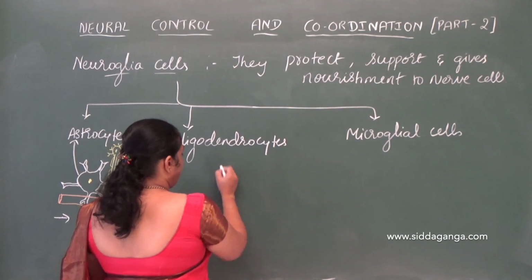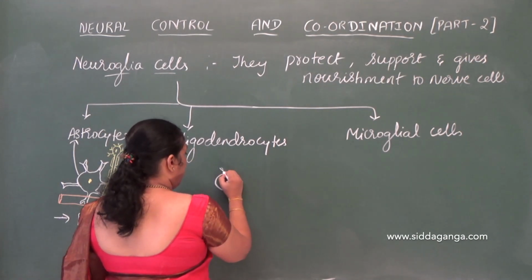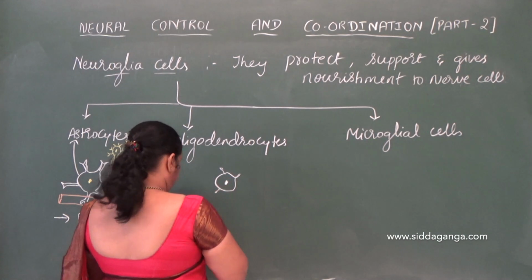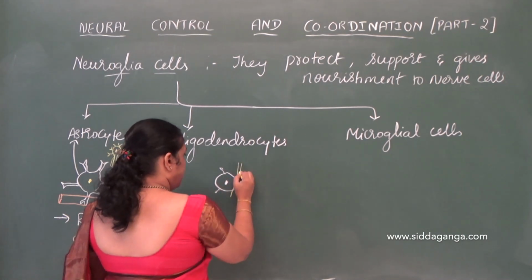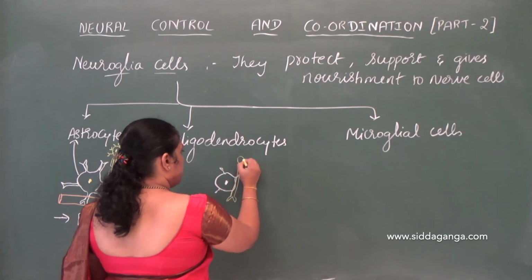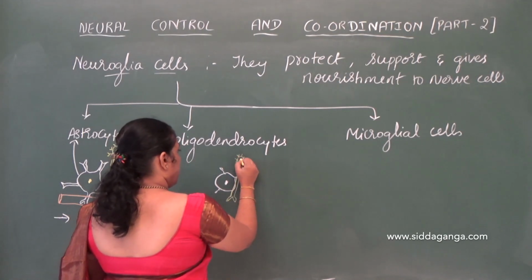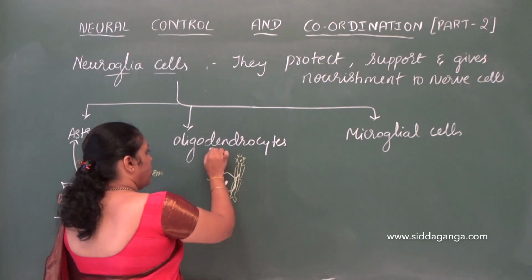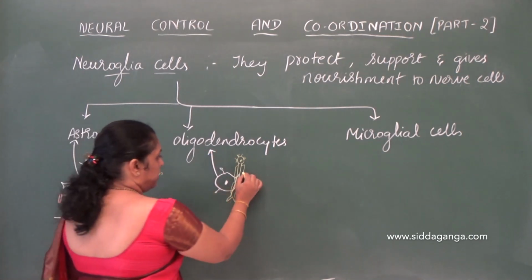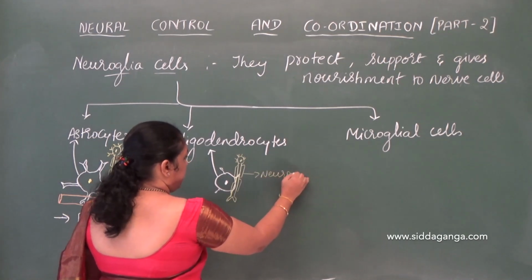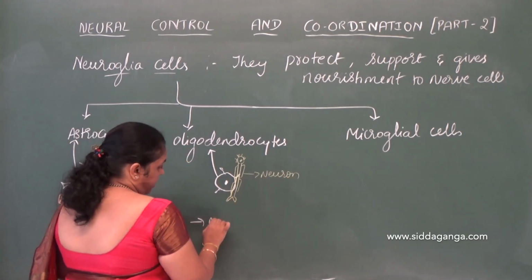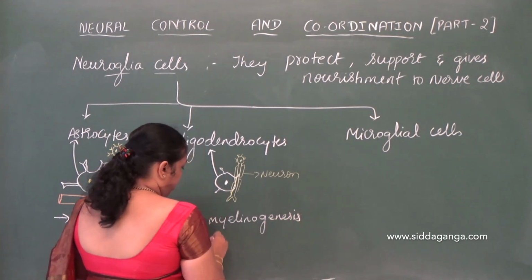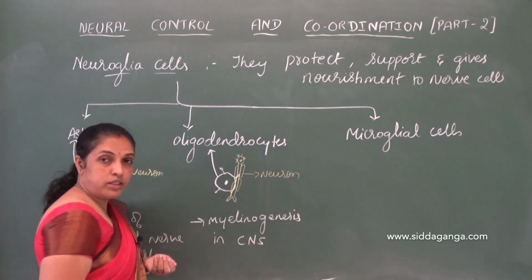Oligodendrocytes have fewer processes arising from the cell body. This is again a neuron, and this is the oligodendrocyte. This mainly helps in myelinogenesis in the central nervous system.